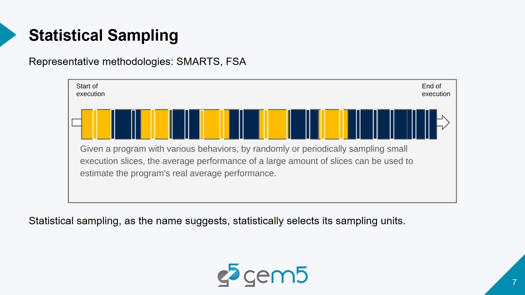For statistical sampling, as the name suggests, it statistically selects the sampling units. This is another brief example of how it works. When we have a program, we can slice it into really small chunks of execution, and we only do detailed simulation in these small chunks throughout the whole execution. Then we can use the average performance of this large number of slices to predict the overall average performance of executing the whole program.